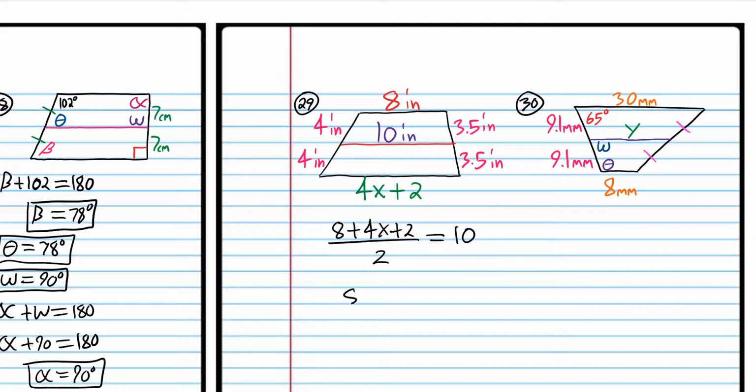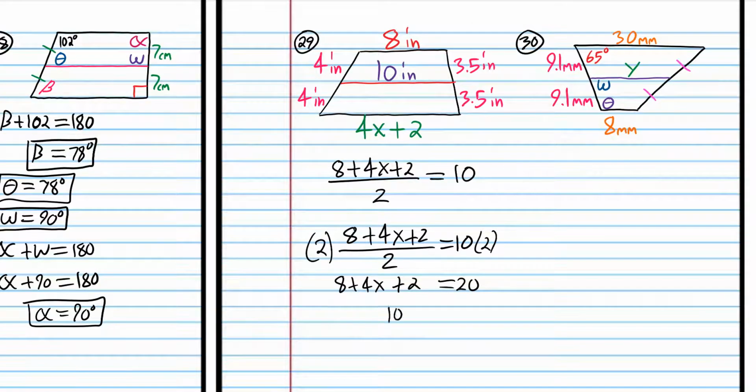So I'm going to rewrite this: (8 + 4x + 2)/2 = 10. So we want to get rid of the fraction. This is divided by 2, so we have to do the opposite of division, which means multiplication. I'm going to multiply both sides by 2, and we get 20 is equal to 8 plus 4x plus 2. Then we can add those up to get 10 plus 4x is equal to 20. Do all the math on that, and we get x is equal to 5/2.